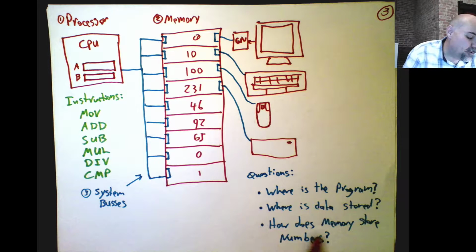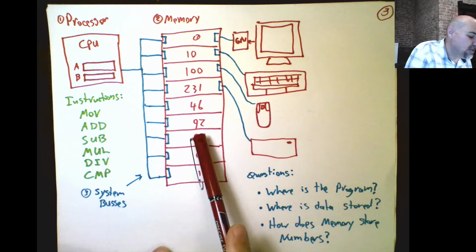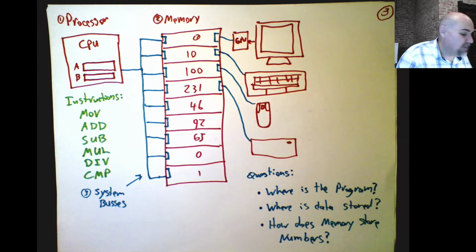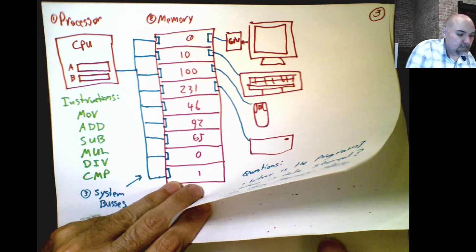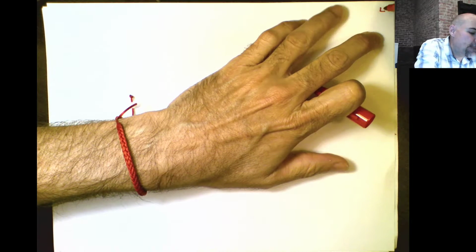So the third question we had was, how does memory actually store numbers? So how are those numbers actually stored in those boxes? And that's actually something we'll spend a little bit of time on. So let's go to page 4 here. So this will be page 4. We'll label it. Okay, so how are those numbers stored in memory? Well, let's take a look at that.